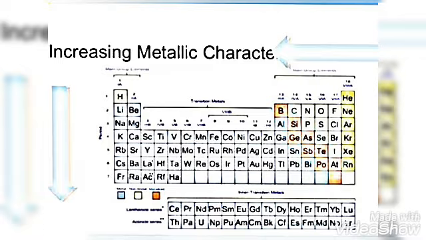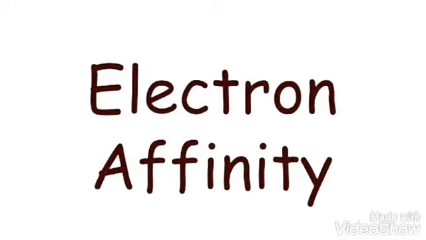In a period from left to right, metallic character decreases because atomic size decreases. Due to decreased atomic size, effective nuclear charge is more, so it becomes difficult for the atom to lose its electrons from the valence shell. Therefore, in the modern periodic table, on the left hand side we have pure metals and on the right hand side we have pure non-metals.